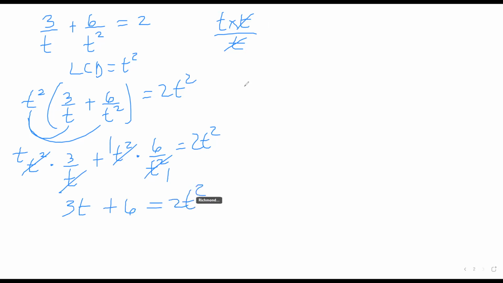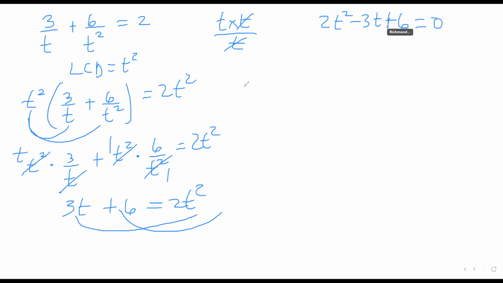Now I'm kind of getting a quadratic. So I'm going to move this, and then it changes to negative. Move that, it changes to negative. So I'm going to have 2t squared minus 3t minus 6 equals 0. Now I'm going to try the AC method first. My AC is negative 12. My B is, my 6 goes there, and then it changes to negative as well. So that is going to be negative 3.